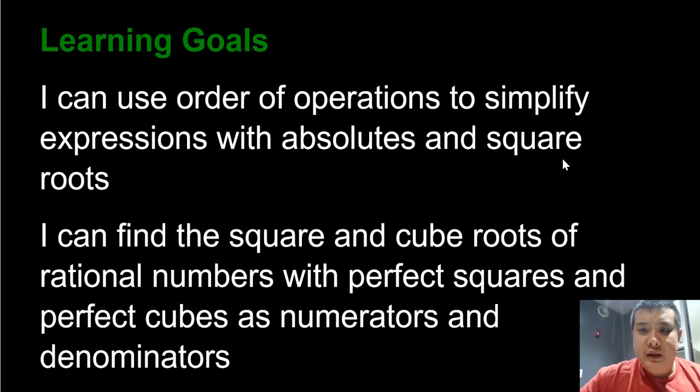Welcome to another lesson. Today's learning goal is: I can use order of operations to simplify expressions with absolute values and square roots, and I can find the square and cube roots of rational numbers with perfect squares and perfect cubes as numerators and denominators. So let's go ahead and get started.